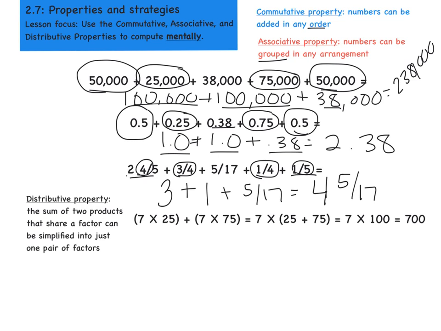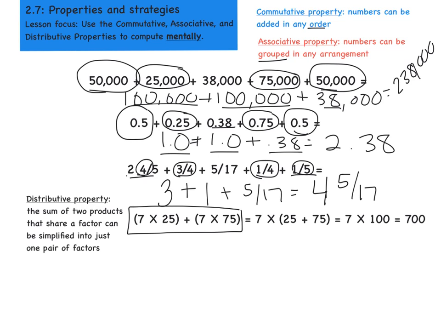A factor is a number in a multiplication problem, and they can be simplified into just one pair of factors. Okay, so again, we have those numbers in multiplication problems. So here, if we look at this, we have 7 times 25 plus 7 times 75, excuse me. So this is our original problem right here.